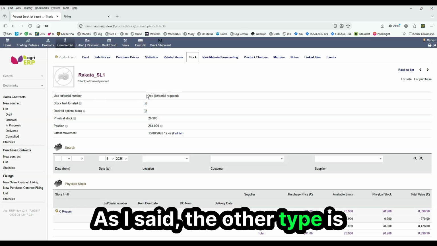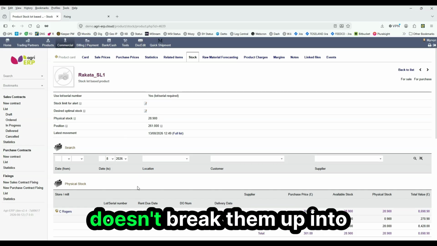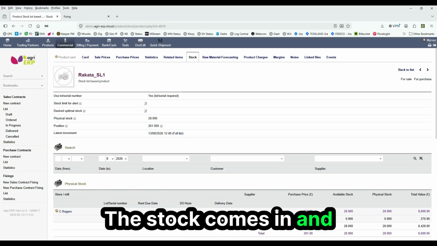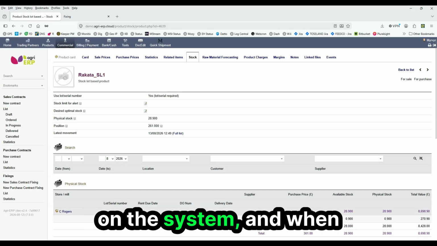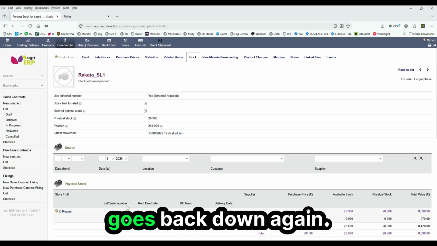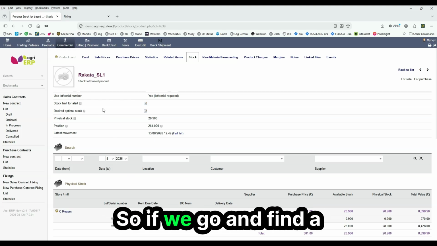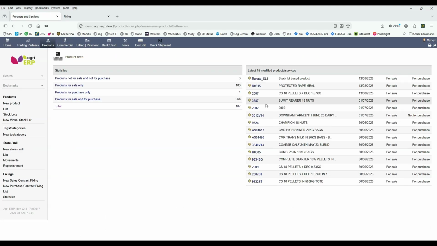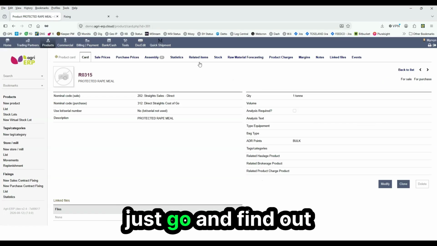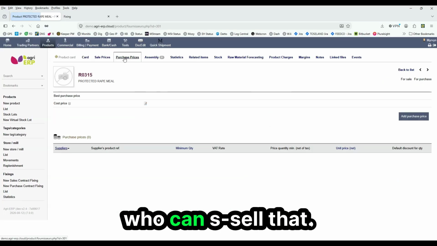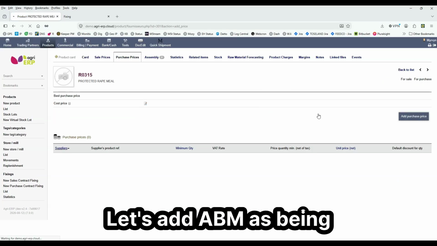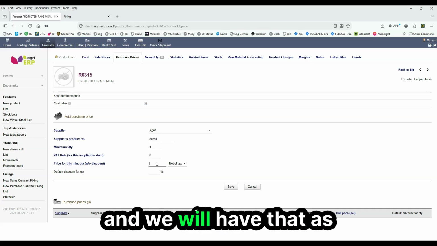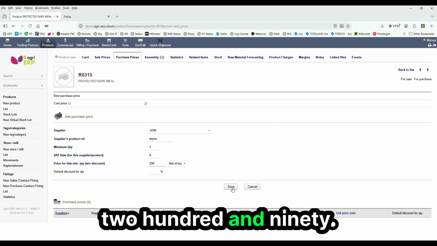As I said, the other type is a standard product, which doesn't break them up into stock lotted transactions. The stock comes in and increases the stock figures on the system, and when you sell it, the stock figure goes back down again. So if we go and find a product on the system to rate, let me just go and find out who can sell that. Let's add ADM as being able to supply it to us, and we will have that as 290.